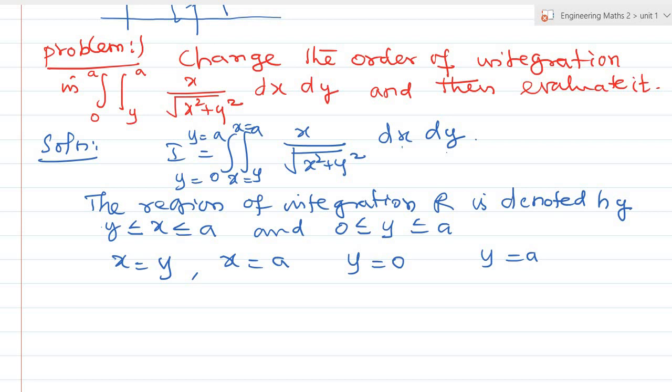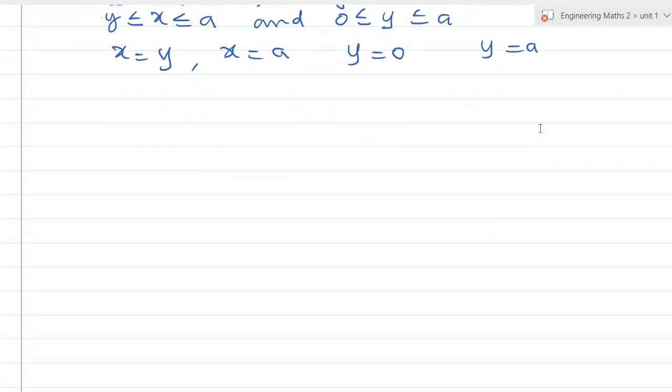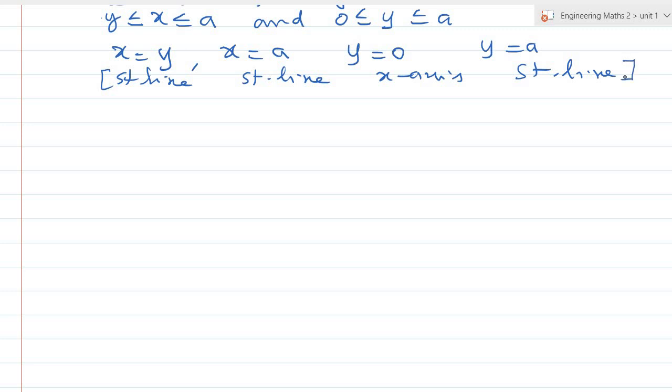For this, you have to draw the rough diagram. To draw the rough diagram, first you have to identify the shape. What is x equal to y? It is a straight line. x equal to a is also a straight line. y equal to 0 is the x axis. y equal to a is also a straight line. Okay, so these are the shapes.